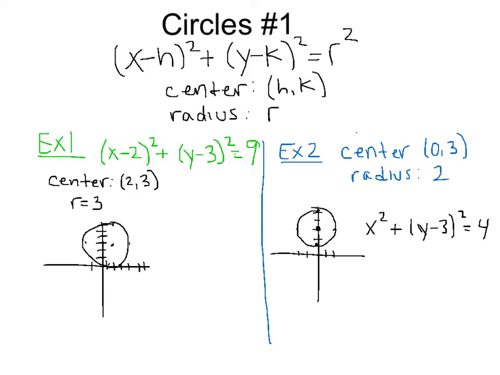On example 2, it gave us the center of (0, 3) and a radius of 2, so we went ahead and plotted that. Plot the center at (0, 3), up 2, down 2, left 2, right 2. Then when we go to write our equation, because my x term would be x − 0, which is just x, we're going to write that as x². And then we have (y − 3)², again changing your sign, equals 4 because we need to square our radius.